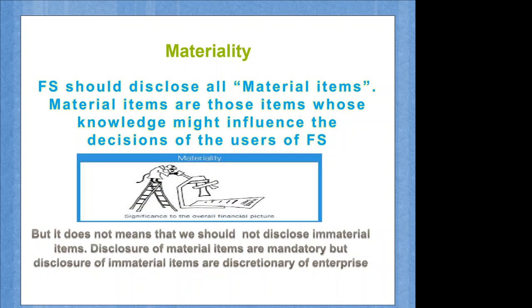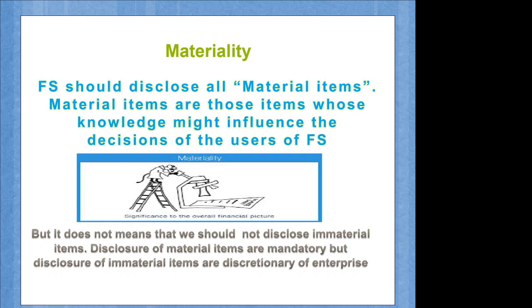Now what is the accounting principle of materiality? Financial statements must disclose all material items. Now what is a material item? Basically any significant information which might influence the decisions of the users of financial statements is called material information. Say for example, we are going for expansion, and in that case the expansion plans which are known, which we are going to have in the next year, must be disclosed in the current year balance sheet.